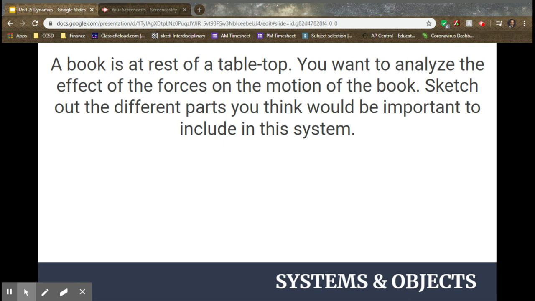Some people might argue that you would need to include the earth because the force of gravity is pulling down on the book, and that could be true. It just kind of depends on what we're considering. But you definitely would want to include the book and the tabletop. You're not going to need to include the fan that's on the other side of the room or a door or anything like that, because they have no influence whatsoever on what we're trying to figure out.